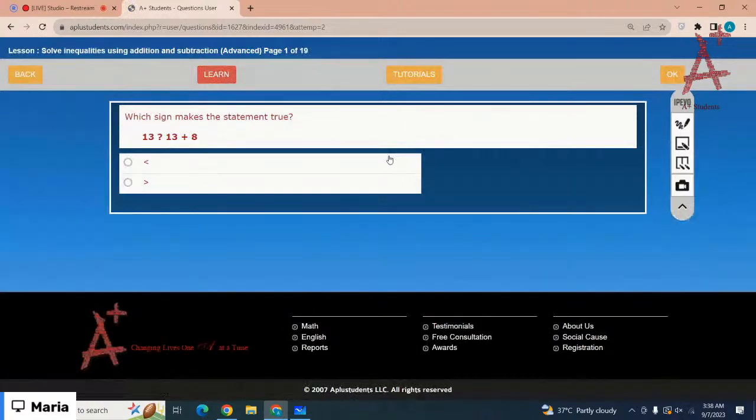Which sign makes the statement true? You can see 8 is being added to 13, right? Adding means that side would be greater than the other side. So 13 must be less than the other side, right? So 13 is less than 13 plus 8.